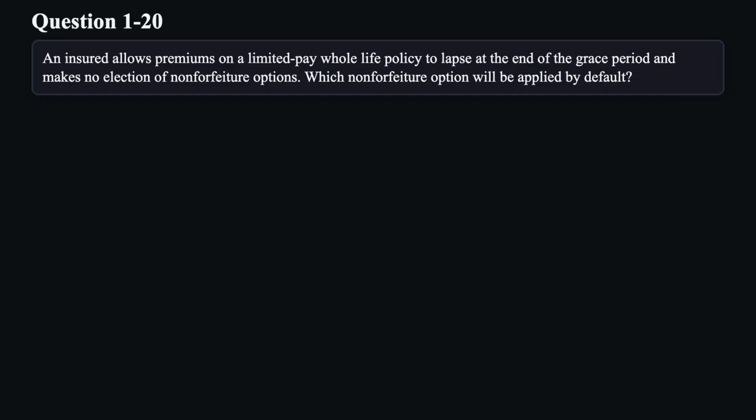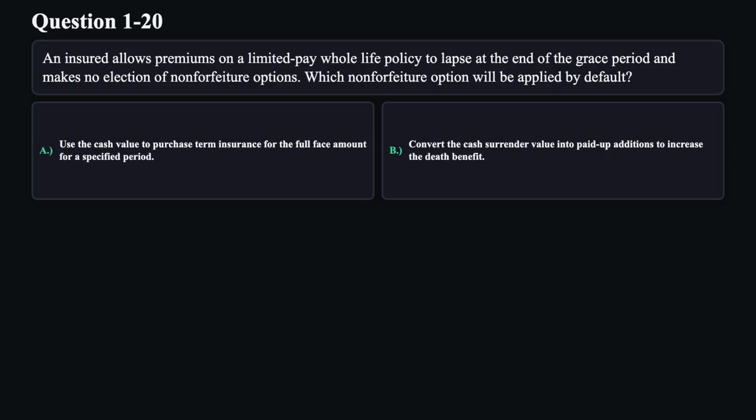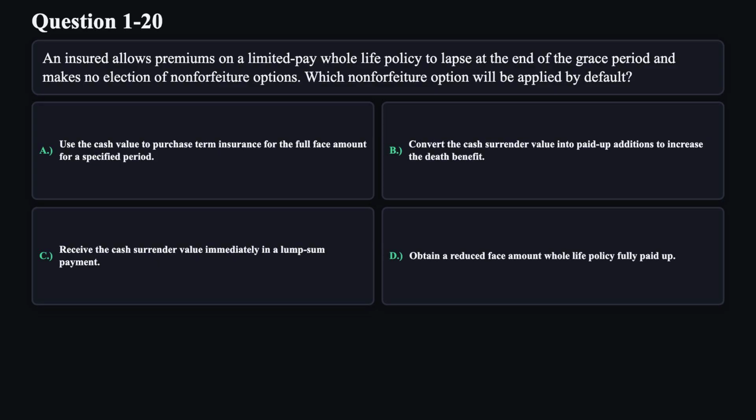Question 20. An insured allows premiums on a limited pay whole life policy to lapse at the end of the grace period and makes no election of non-forfeiture options. Which non-forfeiture option will be applied by default? A. Use the cash value to purchase term insurance for the full face amount for a specified period. B. Convert the cash surrender value into paid-up additions to increase the death benefit. C. Receive the cash surrender value immediately in a lump sum payment. D. Obtain a reduced face amount whole life policy fully paid up.